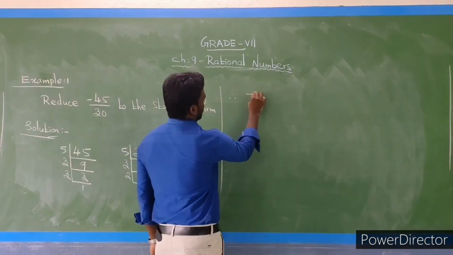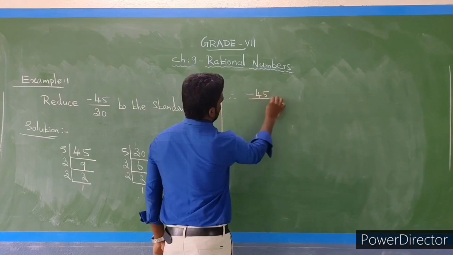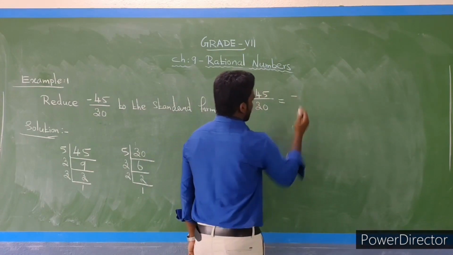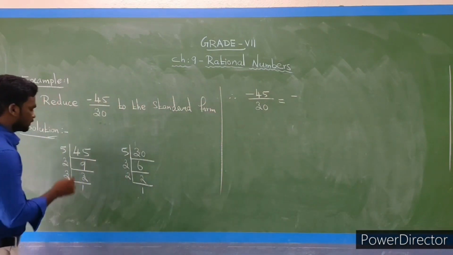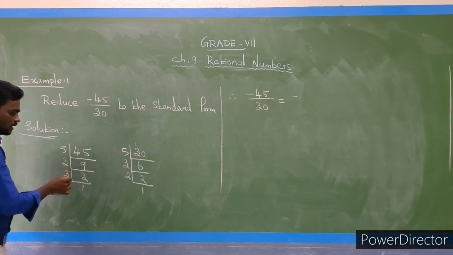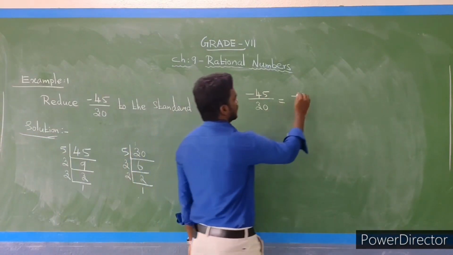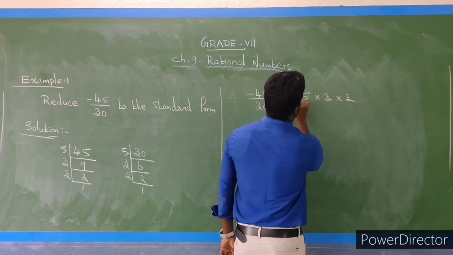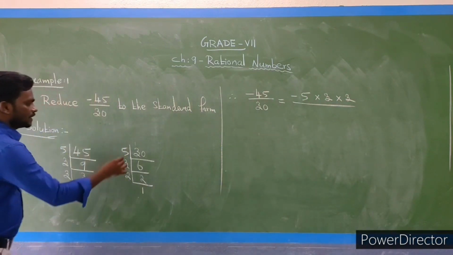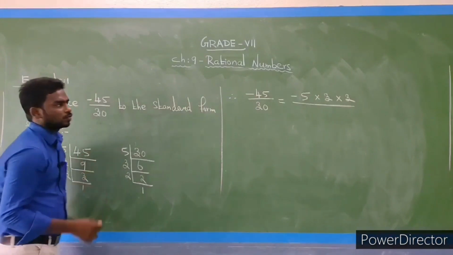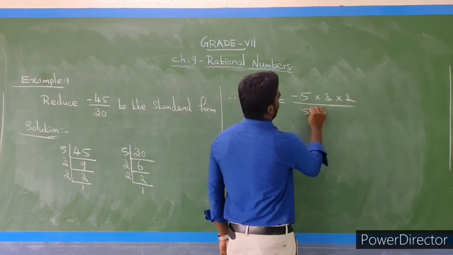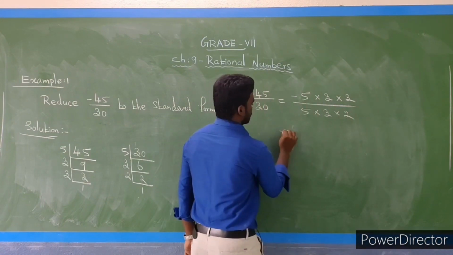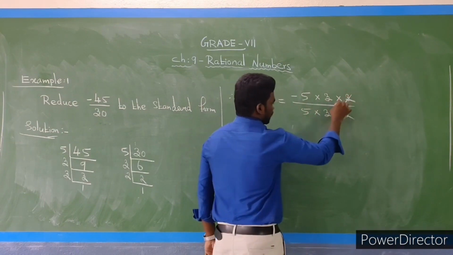Therefore, minus 45 by 30. We keep the minus symbol the same, and 45 can be expressed as, what is that? 5 into 3 into 3. Next, 30 can be expressed as 5 into 3 into 2. So this 3 and 3 cancel.